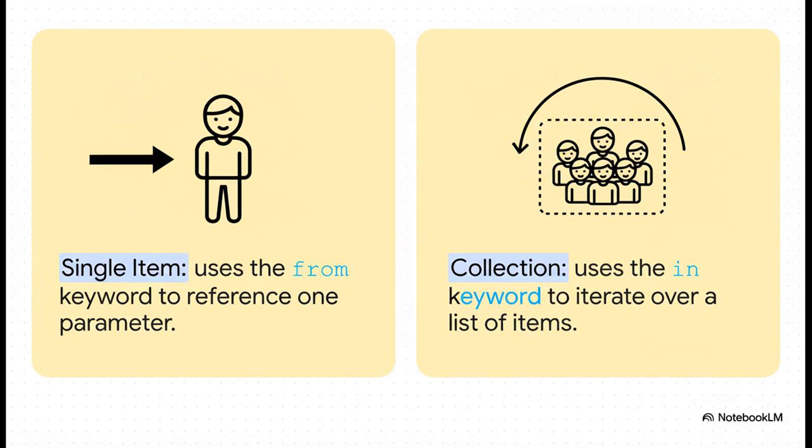When you're dealing with a single object, like the borrower, ARL uses the keyword from. But the second you need to loop through a whole list, like a bunch of co-borrowers, that keyword flips to in. It's a small change, but it tells the engine a completely different story. Look at one thing, or look at everything in this group.